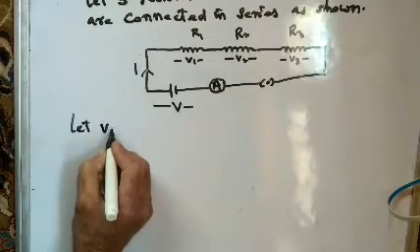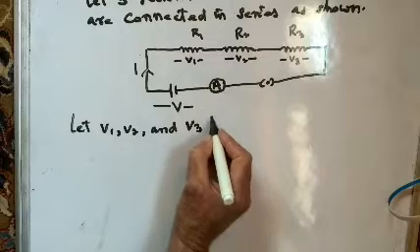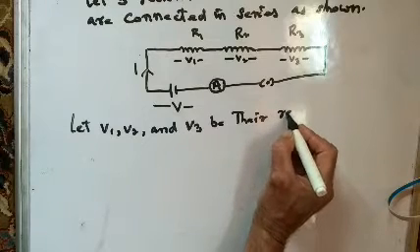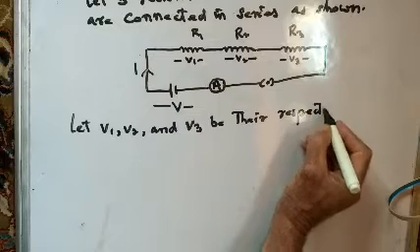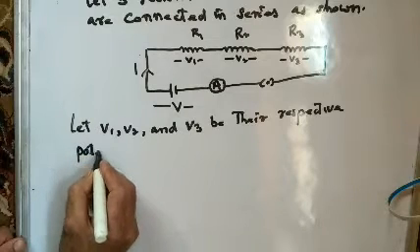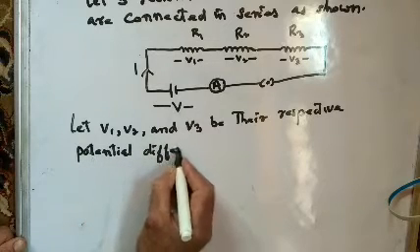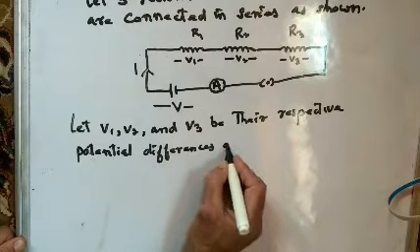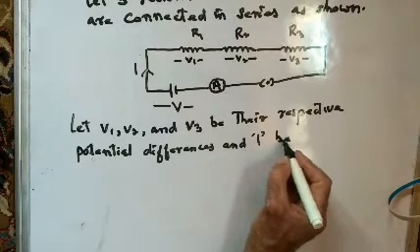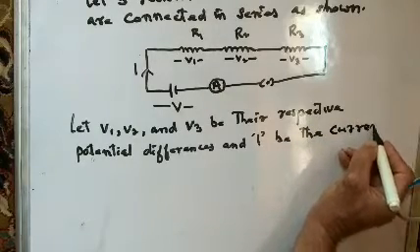Let V1, V2 and V3 be their respective potential differences, and I be the current. The current is one and the same.